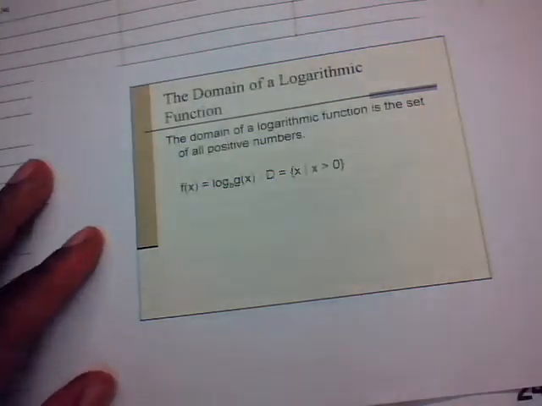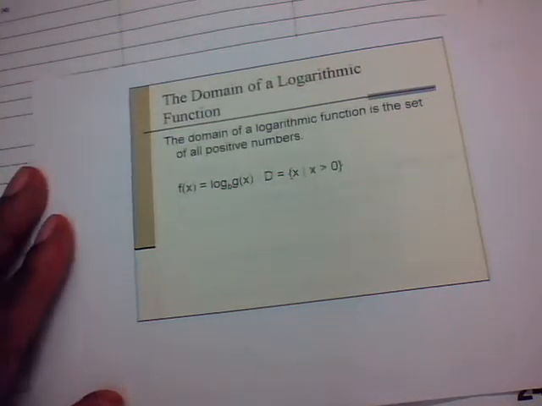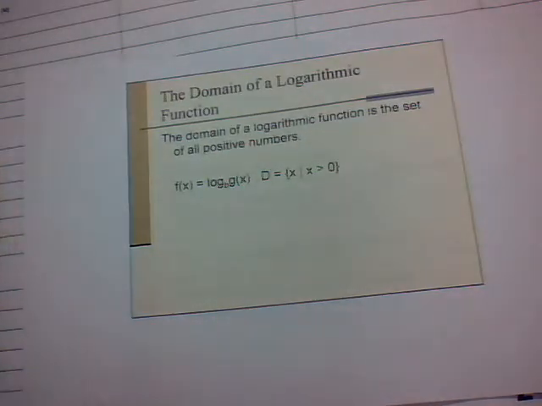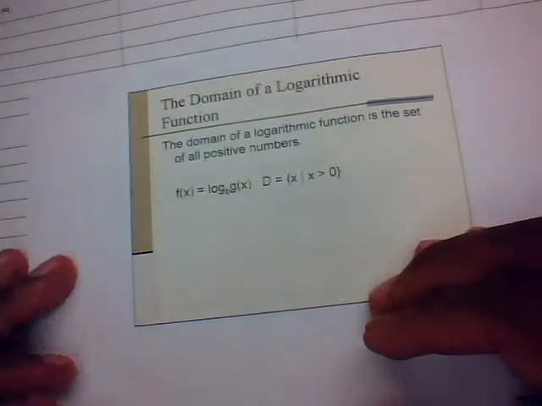Okay, let's look at the domain of a logarithmic function. The domain of a logarithmic function is always going to be the set of all positive numbers. That means the domain has to be where x is bigger than 0, meaning that x can't be 0 and x cannot be negative. It must be all positive numbers, because we can never take the log of 0, and we can never take the log of a negative number. Those are undefined.